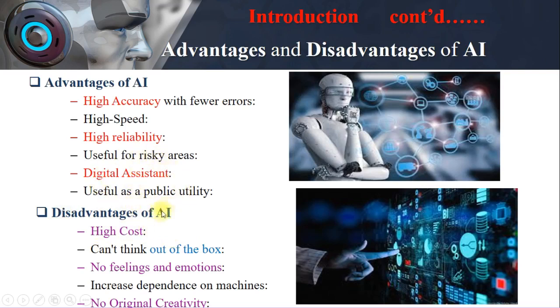These are the advantages. When we see the disadvantages of artificial intelligence, in order to develop an intelligent system there is a high cost to buy different devices. Also, artificial intelligence tries to learn some areas, so it can't think out of the given box. It cannot have different feelings and emotions like human beings. As for creativity, at the beginning, as we see, it is human or man-made intelligence, so the creativity is not original. Due to that, people may become machine dependent and the like. So these are the disadvantages of artificial intelligence.